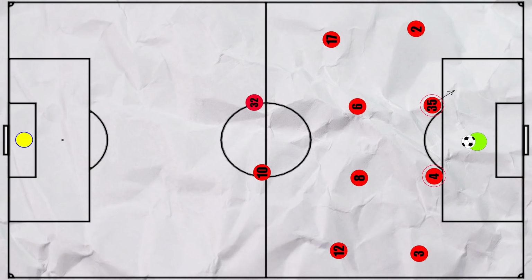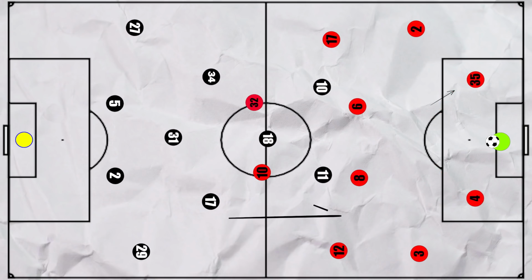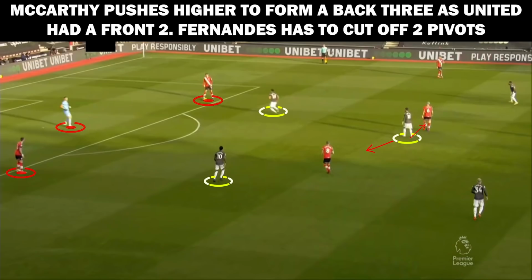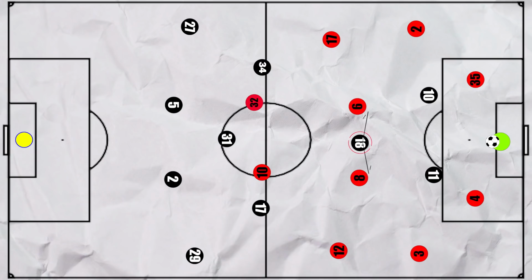The centre-backs would look to drop either side of the keeper to create a back 3 against the United front 2. This would often leave Fernandes to deal with both of the pivots, although we did at times see Fred push higher to apply pressure onto one of them.